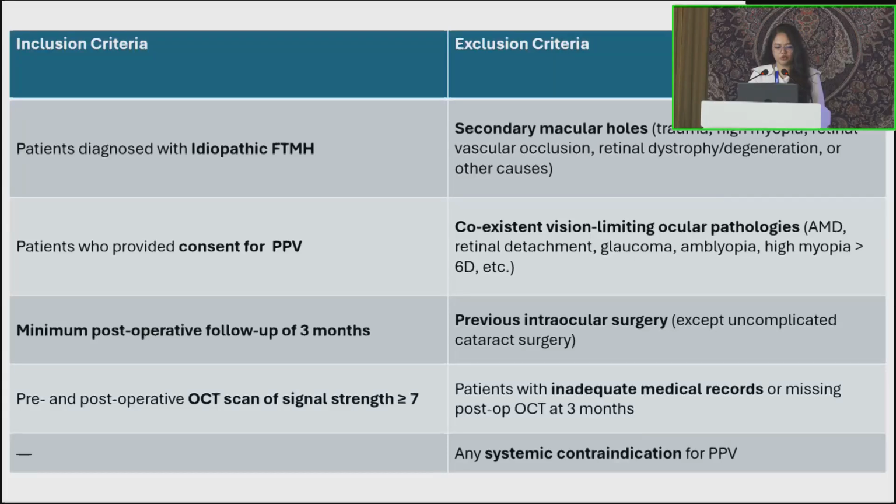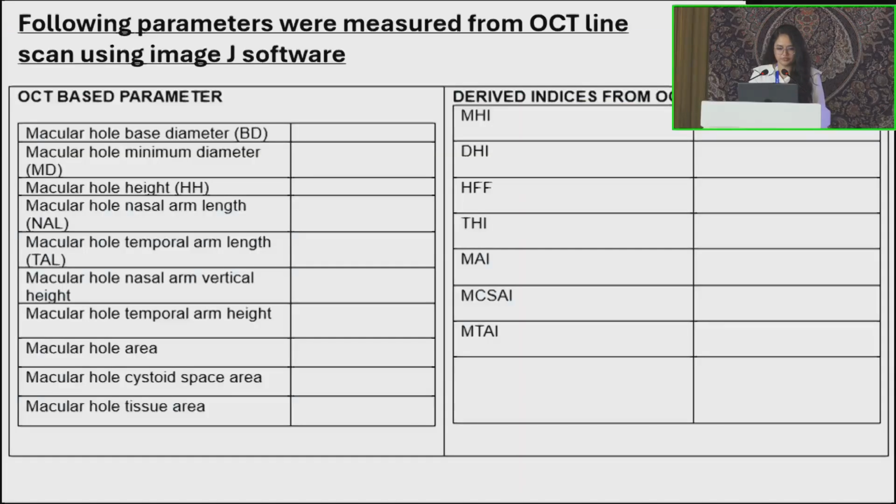The patients with idiopathic full thickness macular hole who provided consent for PPV and had a minimum post-operative follow-up of 3 months and an OCT signal strength of greater than or equal to 7 were included in the study. The patients with secondary macular holes and coexisting vision-limiting ocular pathology, along with any previous intraocular surgery except uncomplicated cataract surgery, and who didn't have adequate medical records were excluded from the study.